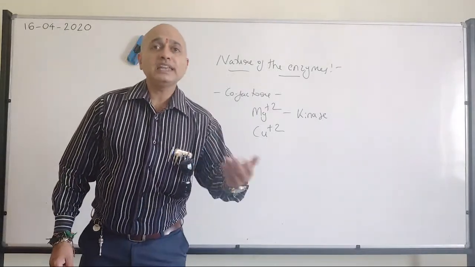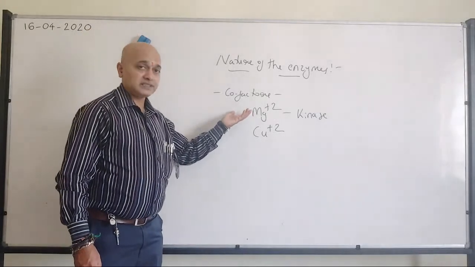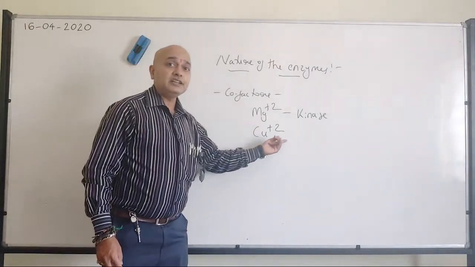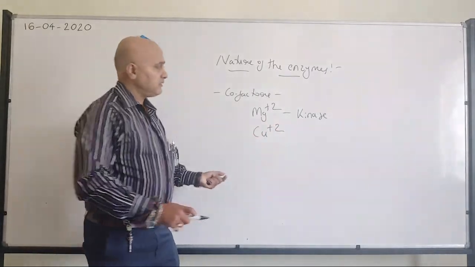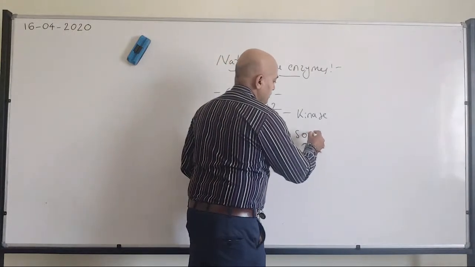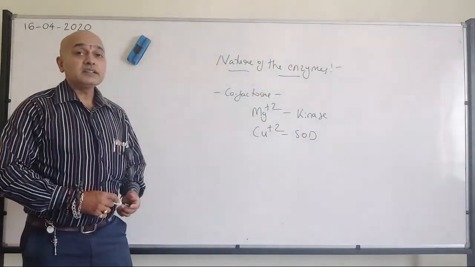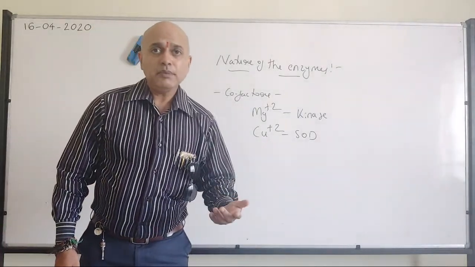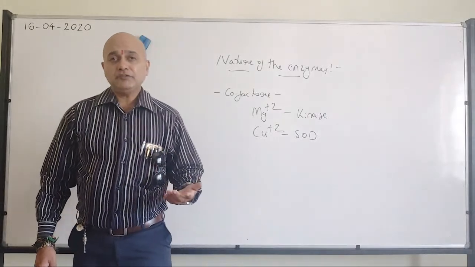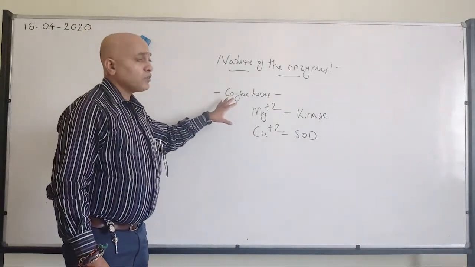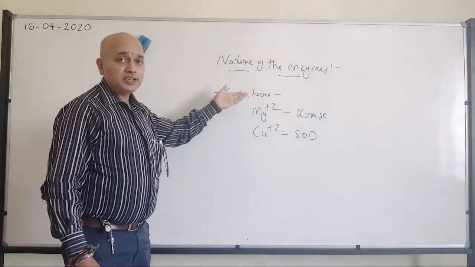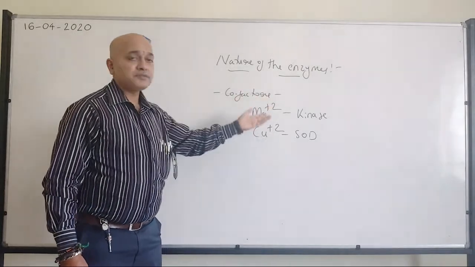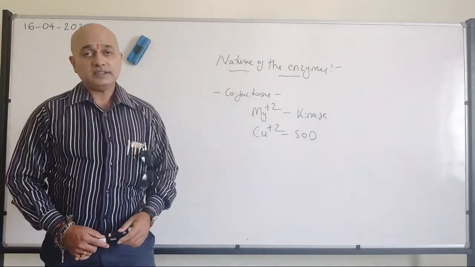It may be helpful for your NEET exam. That's why I am telling all these things. Okay now? Same way we have some of the enzymes like superoxide dismutase, SOD. What is SOD? Superoxide dismutase. They demand copper for their activity. That's where we have the cofactors. They require additional elements for their activity. Right? So these are some of the examples for the cofactors.